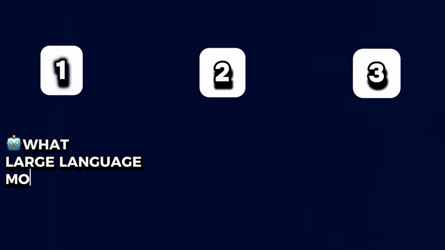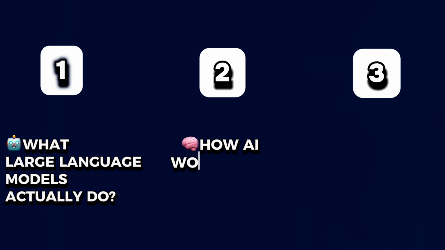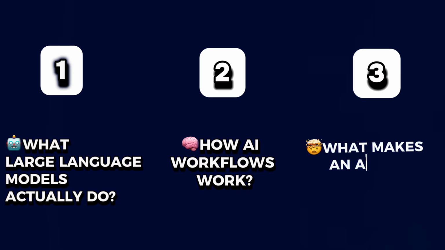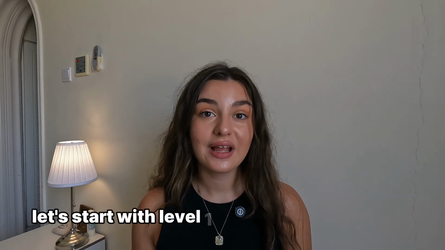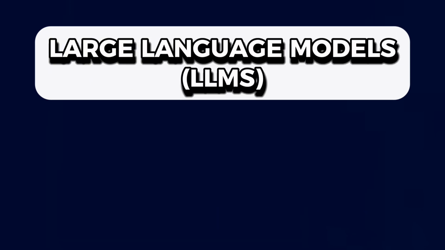First is going to be what AI language models actually do. Then, how AI workflows work. And finally, what makes an AI agent different. And we will use real examples, not just definitions. Let's start with level 1, large language models.